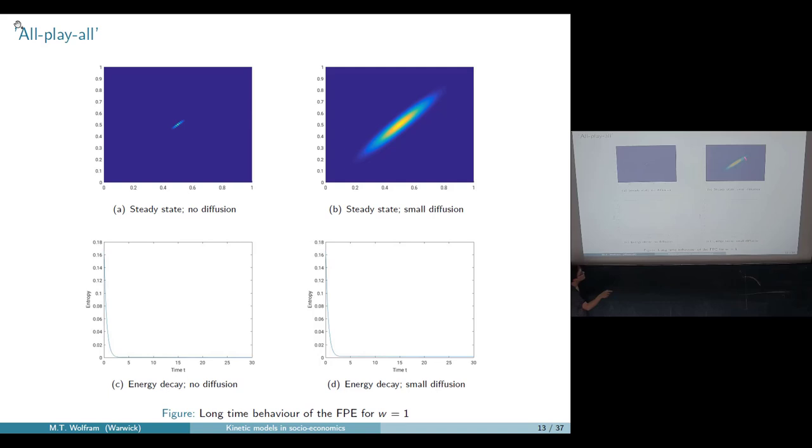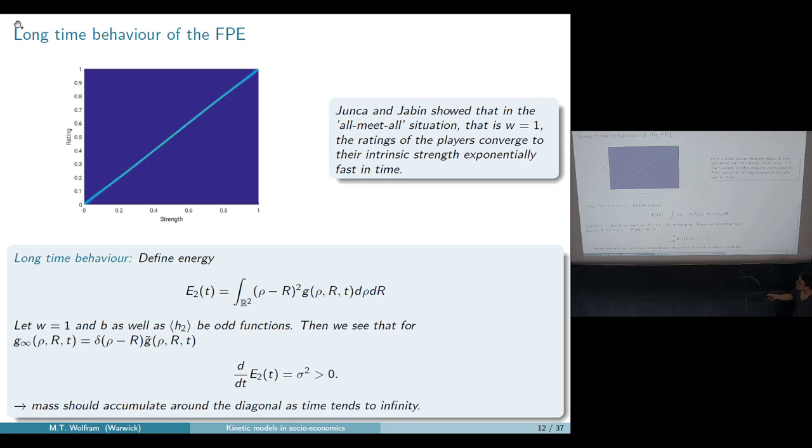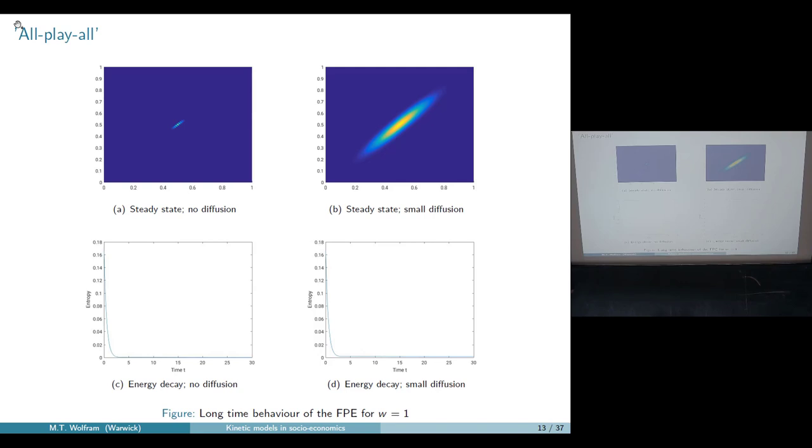Because of the diffusion, it's kind of smeared out, and so this is the steady state that we observe. By the way, what we did back there was we tried different formulations for this steady state and plugged them into the equation for G. All of them, one way or the other, contradicted the formulation. So you can't find such a trivial steady state.